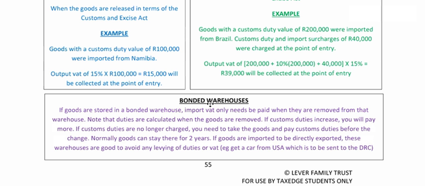The other reason for a bonded warehouse is if the goods are not for South Africa. You bring it to Durban Harbour, but you're going to take it somewhere else, and it's not going to be used in South Africa. You can avoid import duties and customs duties if it's never brought into South Africa, and you can also avoid the VAT.